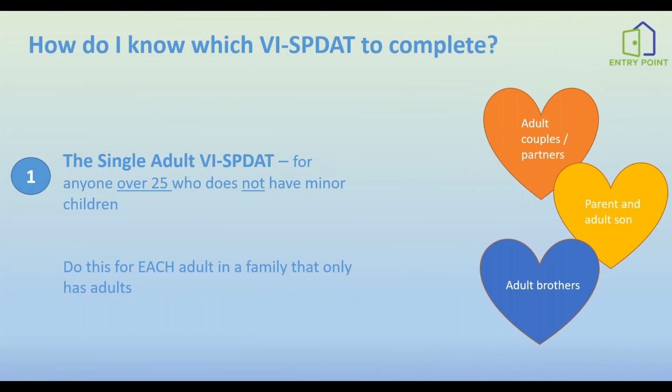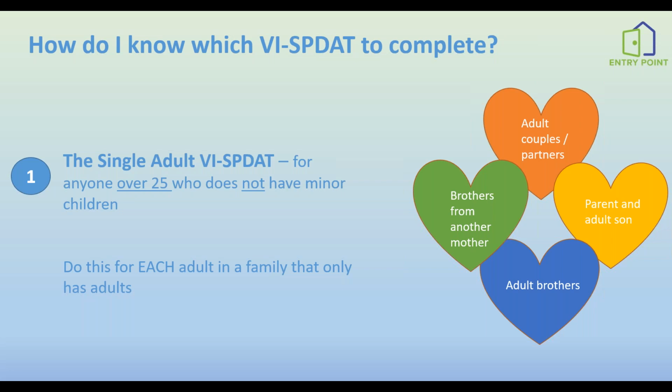Again, the single adult VI SPDAT is for anyone over 25, so 26 and over, who does not have minor children with them. And we use these for each and every adult in that family or household that has only adults. So you're going to do multiple single adult VI SPDATs for any households or families that have only adults in them. Maybe this is a household or a family that has adult couples or partners, with no minor children, then you're going to do one for each of the partners in that partnership.